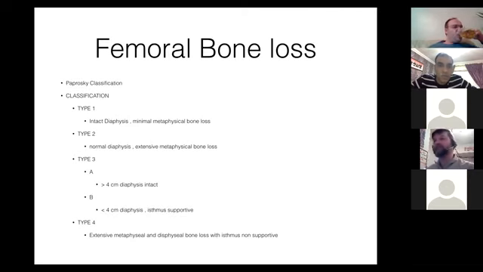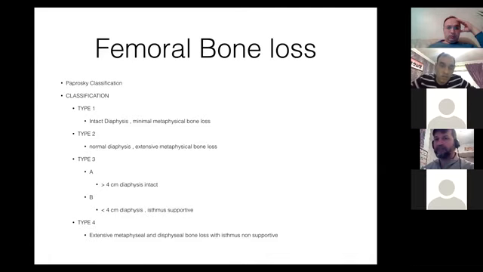Femoral bone loss, again, is a Paprosky classification. You can use either, there are many classifications, AOS or Paprosky. Whatever you use, just make sure you know them in and out so that there's no confusion. Paprosky, again, depends upon whether you can get a primary stability or not.